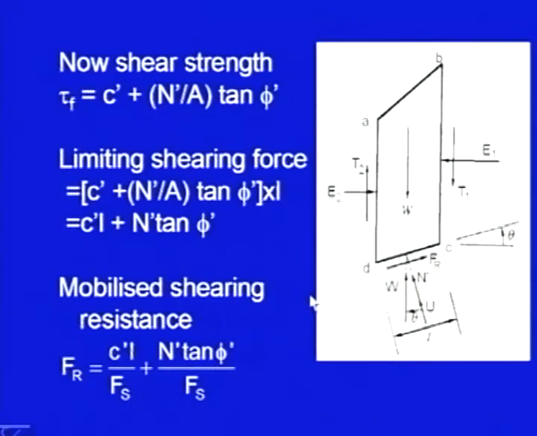Now, we consider the slope to be in equilibrium, and let us say the factor of safety is Fs. So, the mobilized shearing resistance will be C dash L upon Fs plus N dash tan phi dash upon Fs. We have to divide it by Fs, so that will be the mobilized shearing resistance.